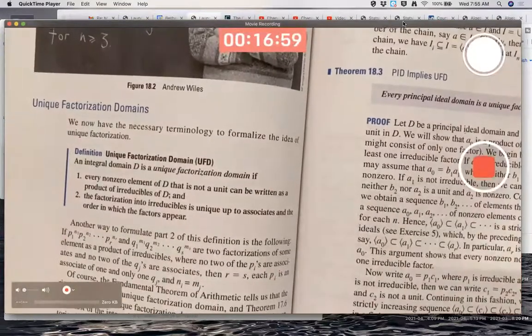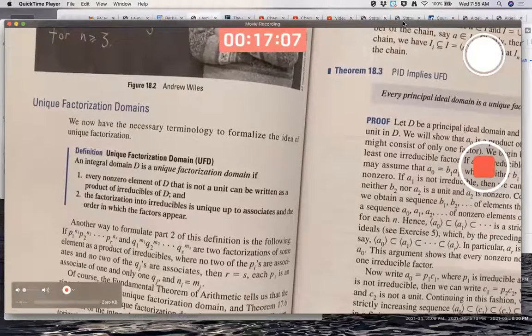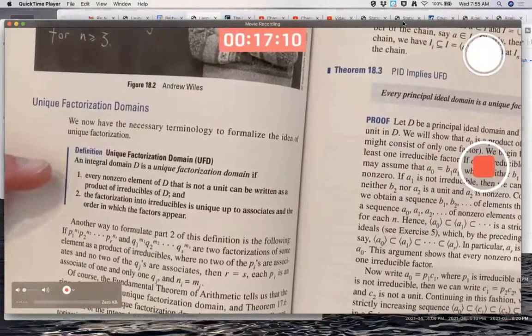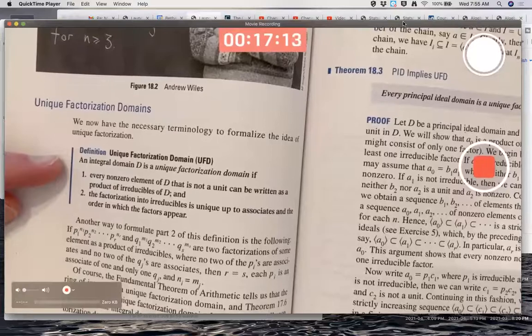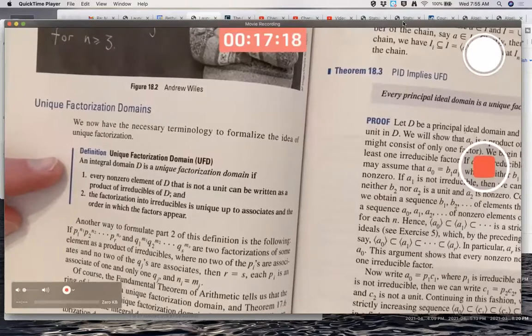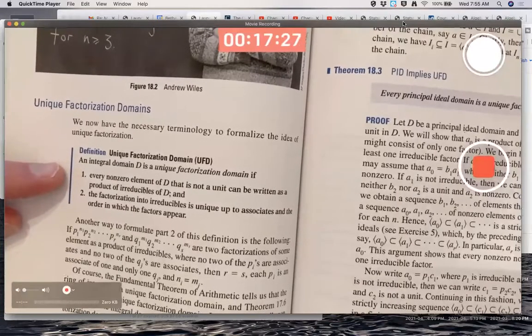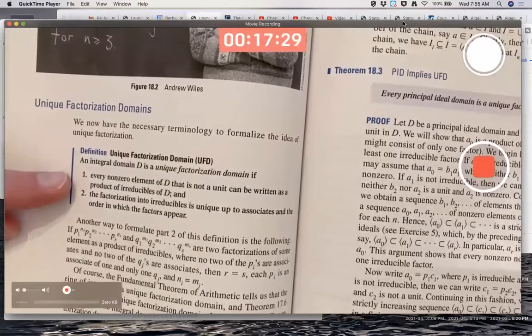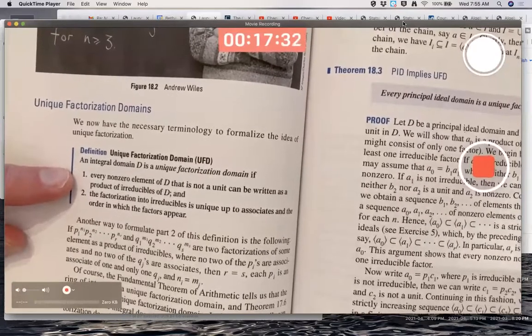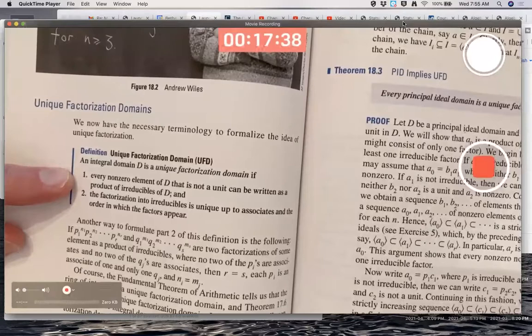The idea of a unique factorization domain, UFD, and then we'll also see the idea of a Euclidean domain, an ED. An integral domain is a unique factorization domain if, essentially by definition, the fundamental theorem of arithmetic holds. If you imagine D being Z, Z is a unique factorization domain. Every non-zero element that is not a unit, not plus or minus 1 in Z, can be written as a product of irreducibles in D.